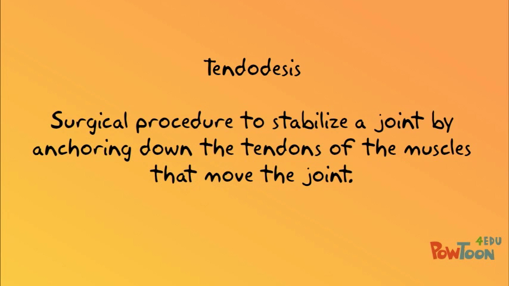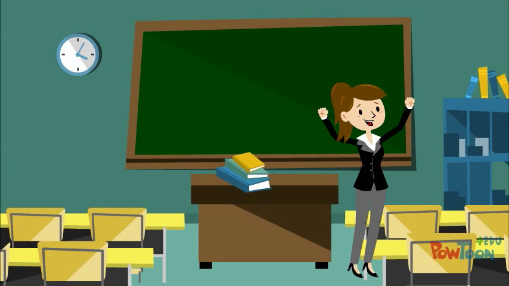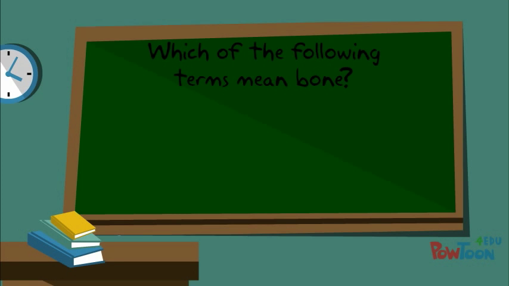Tendodesis is a surgical procedure to stabilize a joint by anchoring down the tendons of the muscles that move the joint. Now that we have completed the presentation, we will take a few moments to evaluate what we have learned. Which of the following terms means bone?